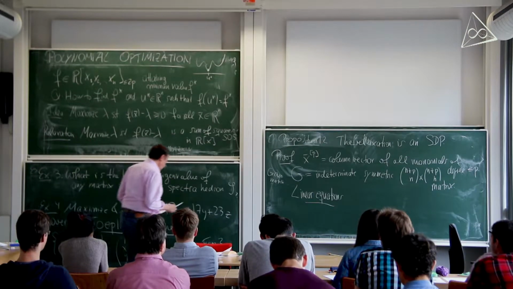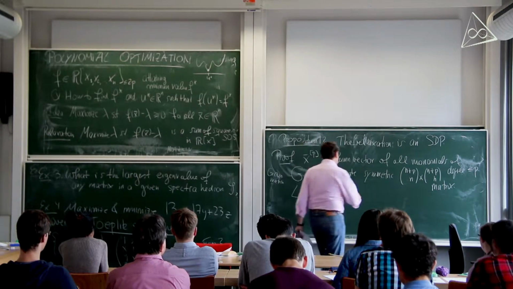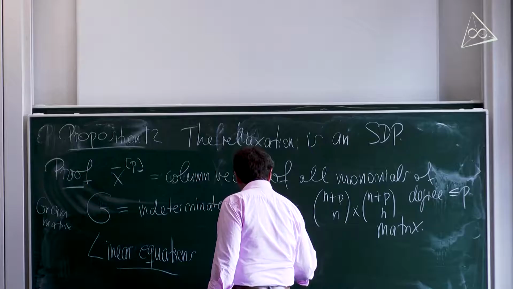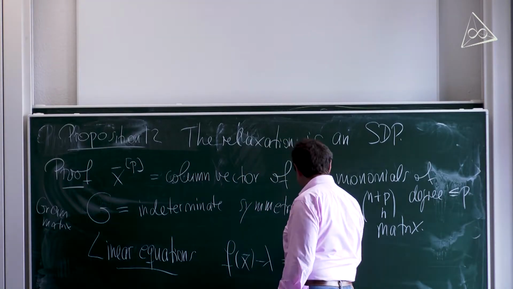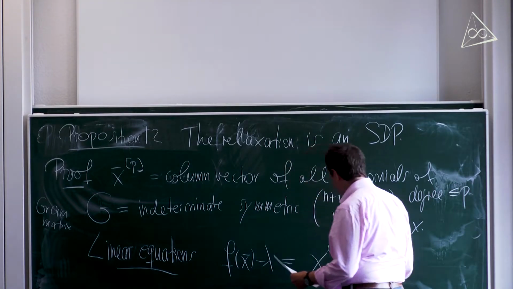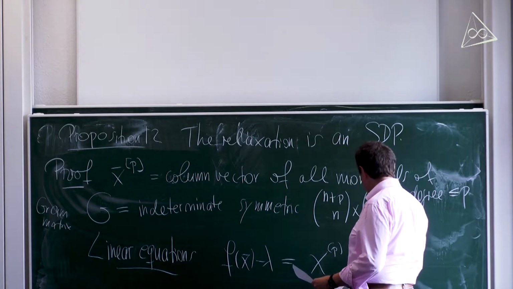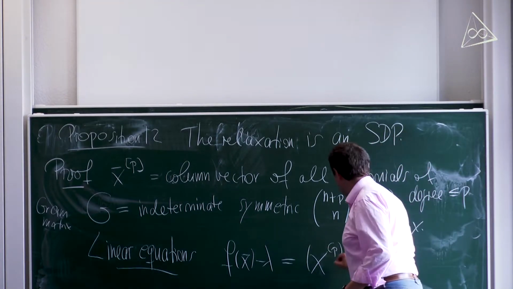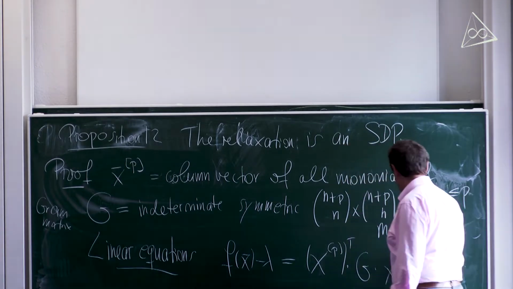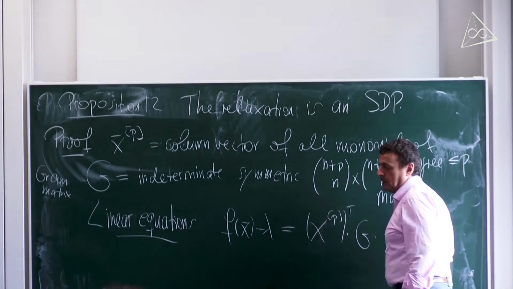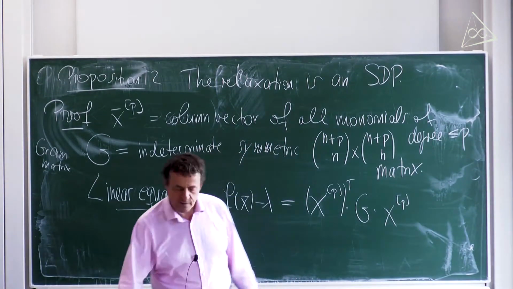Okay? So the linear equations require that f minus lambda is represented as this matrix: x upper p times G, what was it, a column vector? So I should maybe take the transpose, right? And then I go x upper p. So this is a linear system of equations. Let's box this.